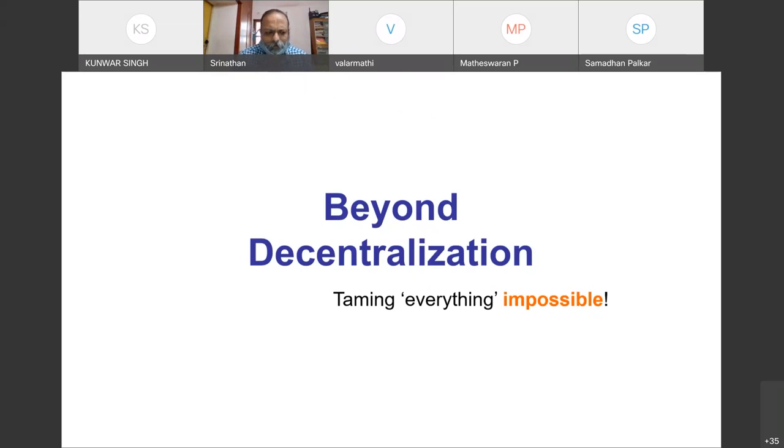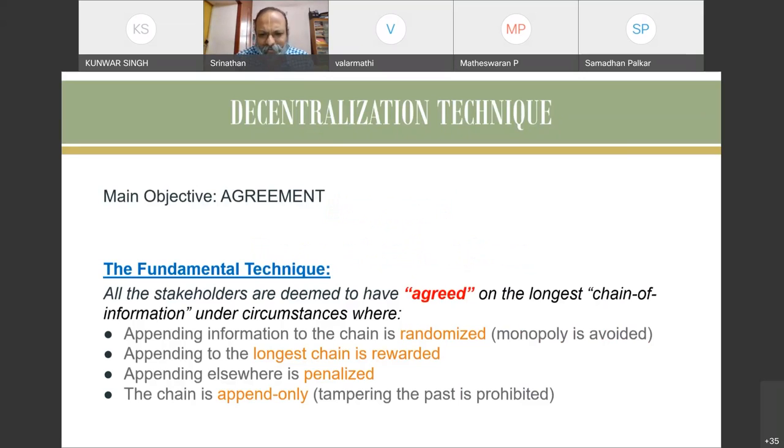So to conclude, we saw what the blockchain approach is. Then we saw what the future is using quantum mechanics. Now we'll see what future problems can be tamed. So notice that effectively the technique is the following. If the main objective is agreement, the fundamental technique of blockchain is simply the following. Create a chain of information of some kind, and you are deemed to have agreed on the longest chain of information, provided the four properties are there. Appending information to the chain is randomized, so there is no monopoly. Appending to the longest chain is rewarded. Appending elsewhere is penalized, and the chain is append-only. So you cannot do anything other than append.